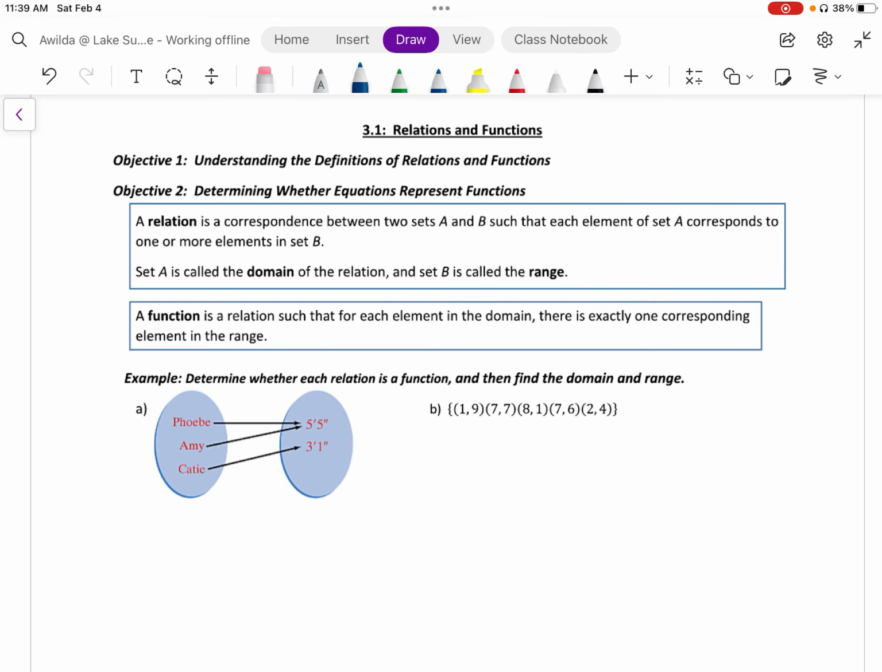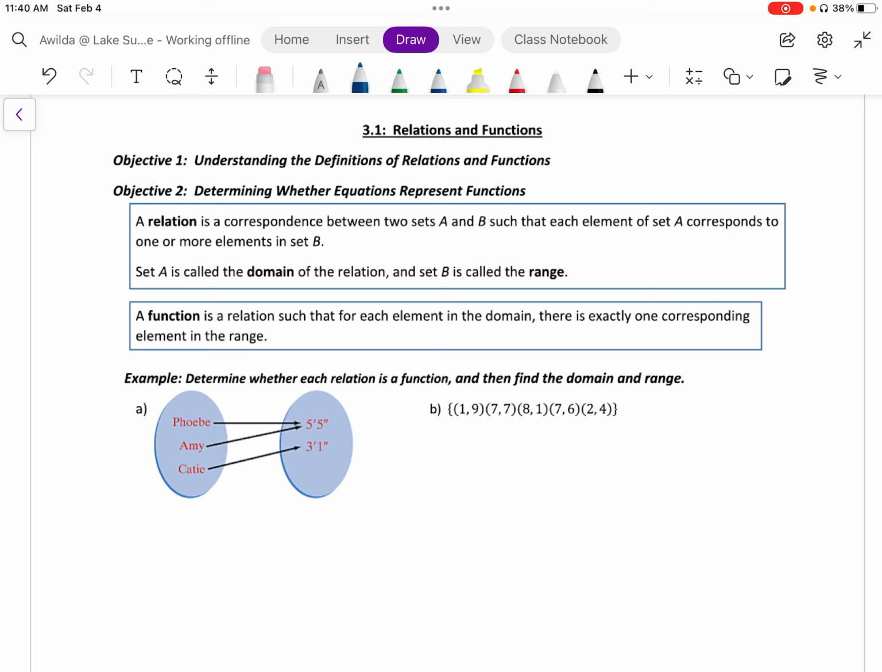In this section, we will introduce the idea of a relation, and more specifically, we'll look at which relations satisfy the conditions to be named functions. We'll look at domain and range of functions, the vertical line test, and we'll also look at some of the basic types of functions. Let's start by talking about what a relation is.